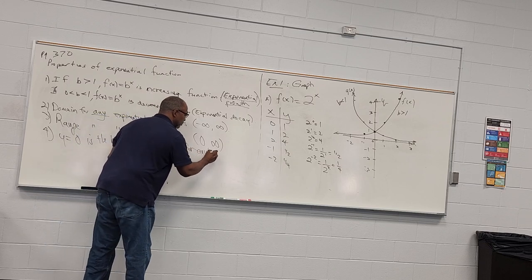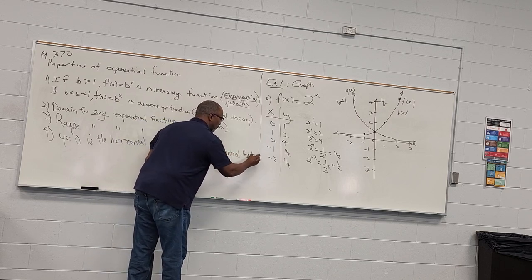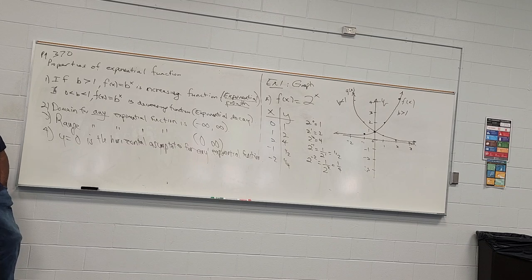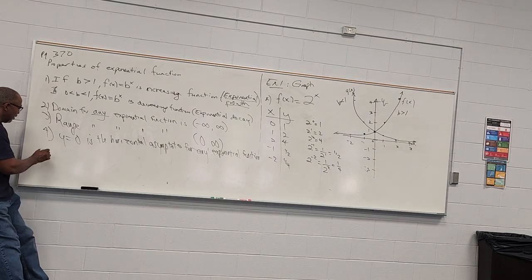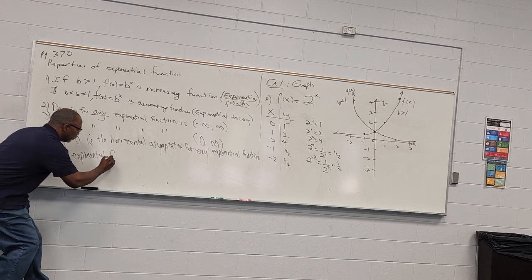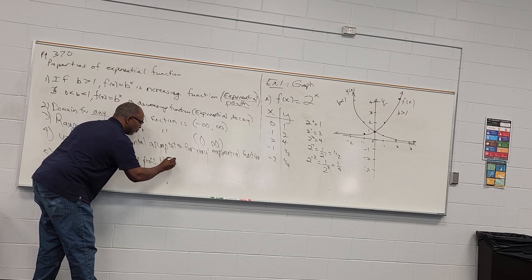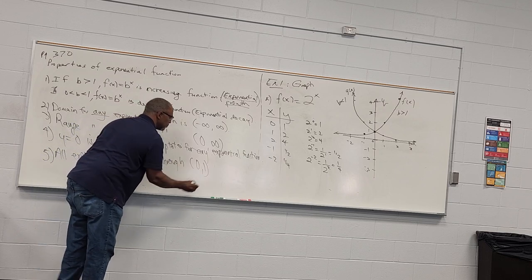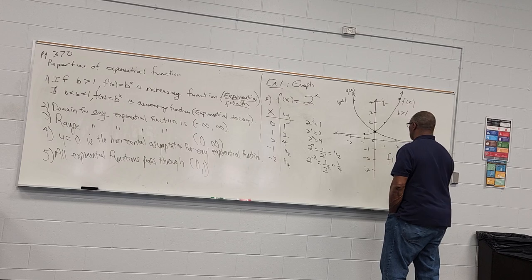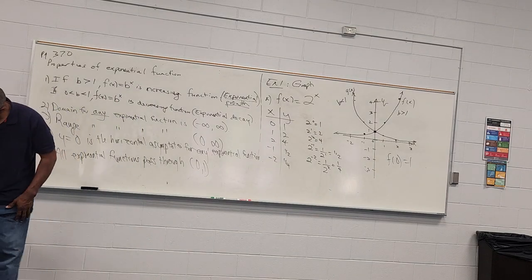For any exponential function, y equals 0 is the horizontal asymptote. Y equals 0 is the x-axis, okay? And all exponential functions pass through 0, 1, all right? That was this part right here, because f of 0 is 1 in both cases. For all exponential functions, they all pass through the point 0, 1. Okay?